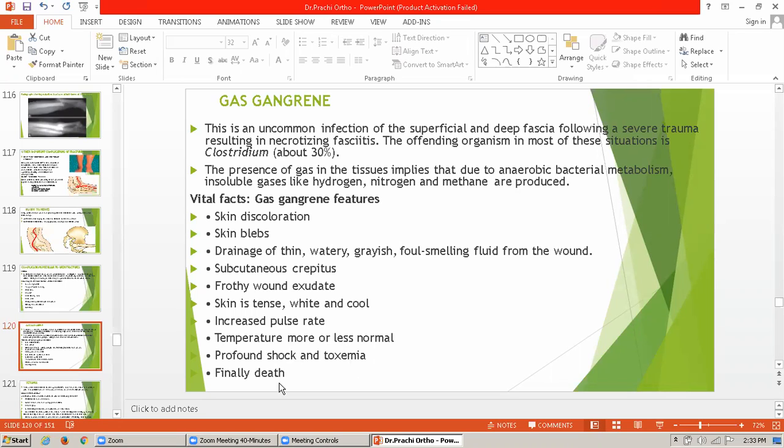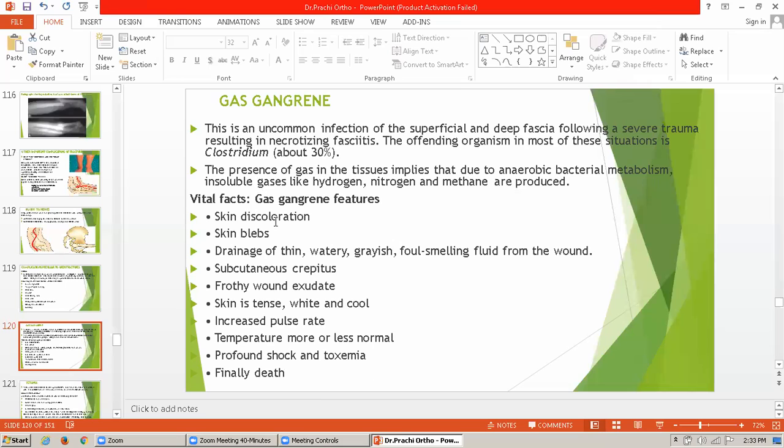So gas gangrene is an uncommon infection of superficial and deep fascia following a severe trauma resulting in a necrotizing process. It occurs due to Clostridium. The presence of gas in the tissue implies that due to anaerobic bacterial metabolism, insoluble gases like hydrogen, nitrogen, and methane are produced. So there is production of gas in the necrosed tissues, which is called gas gangrene.